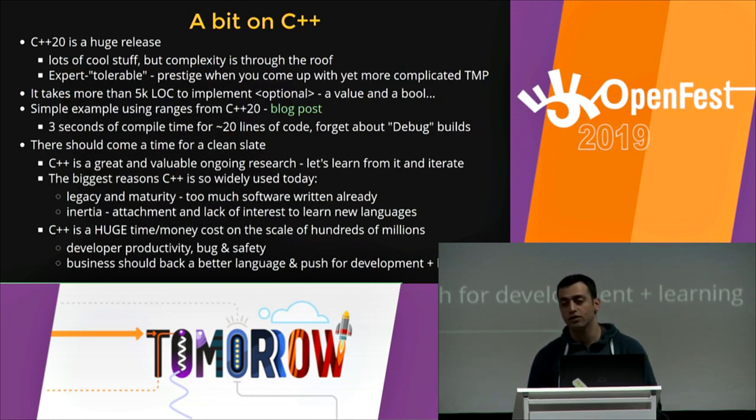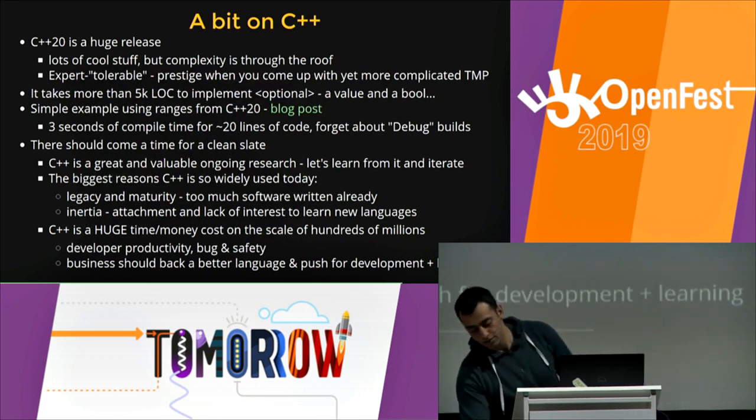In C++, it takes more than 5,000 lines of code to implement optional, which is basically a value and a Boolean. That's something which shouldn't take 5,000 lines of code and a bunch of mistakes and testing. And if we think that in each 1,000 lines of code, no matter the language, we always have the same amount of bugs, then we would want to reduce the amount of code we have. If a project is 100,000 lines of code, it's going to have many more bugs compared to 10,000 lines of code. Again, that's a not proven rule, but anyway.